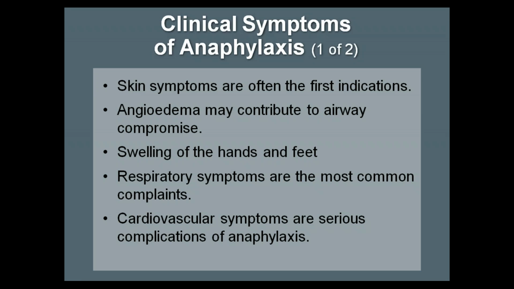So the angioedema may contribute to airway compromise. So angioedema is swelling of the airway, the upper airway. So you might see swelling of the tongue. They might say, oh, I feel my tongue swelling. Feel some swelling of the hands and feet. Respiratory symptoms, most common, so like I can't breathe, I'm having a hard time breathing, it's getting worse, it's getting worse. And then cardiovascular symptoms are serious complications.